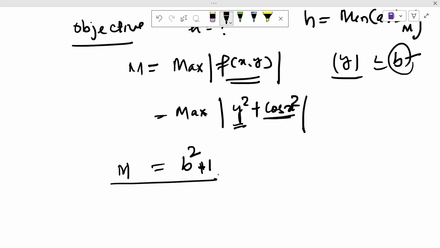For cos x, we consider the maximum value of the function. So that is 1 we have to consider. So m is evaluated.